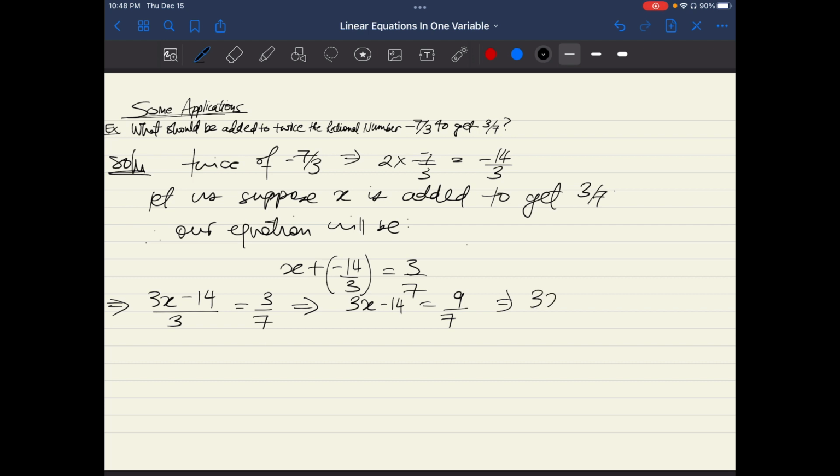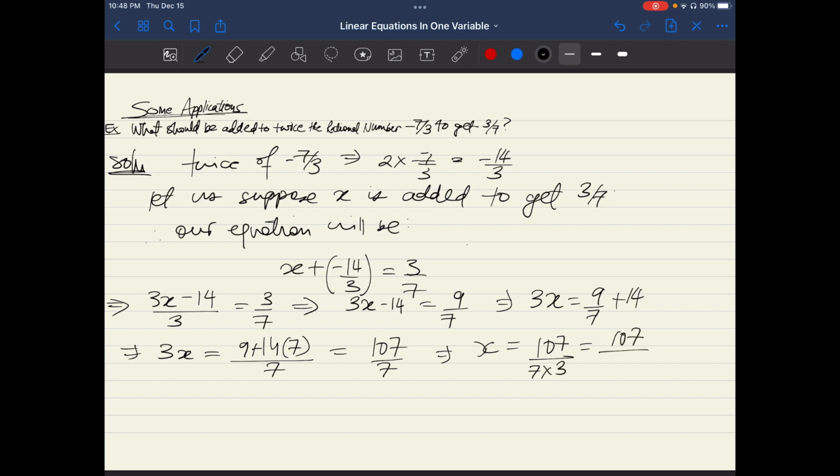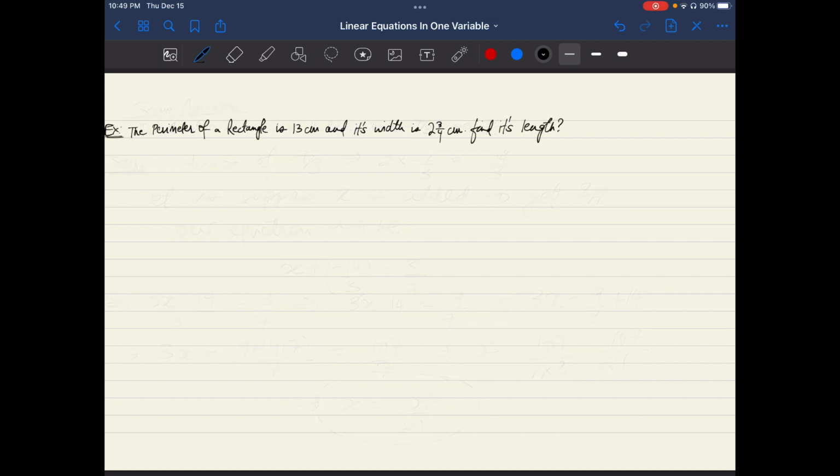that 3x is 9 over 7 plus 14, which is 9 plus 14 times 7 over 7, which turns out to be 107 over 7, which implies x is 1 over 7 over 7 times 3, which is 107 over 21. Therefore, value of x is 107 over 21. Therefore, 107 over 21 must be added to twice the rational number minus 7 over 3 to get 3 over 7.